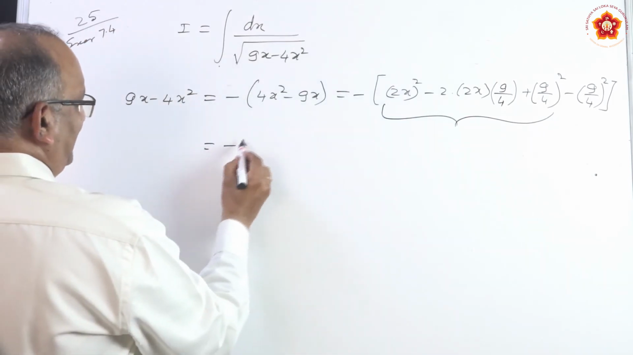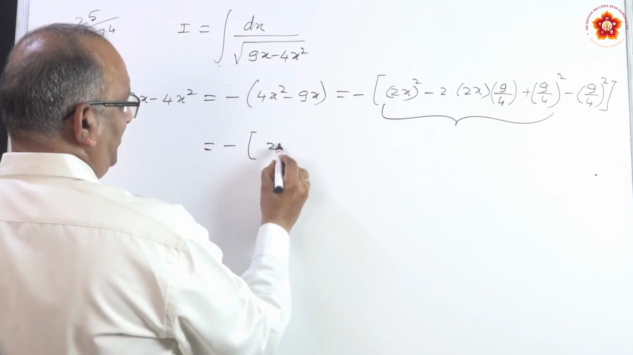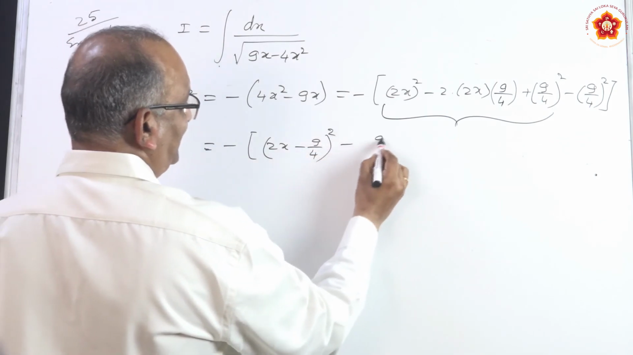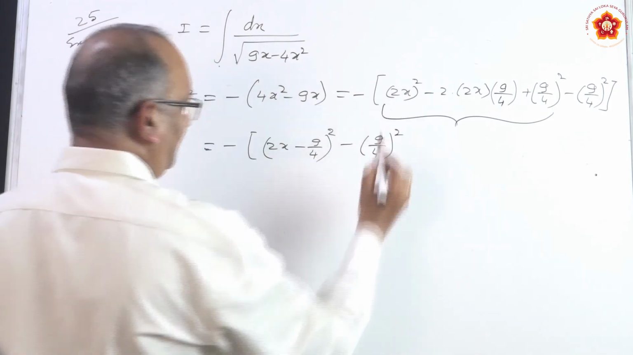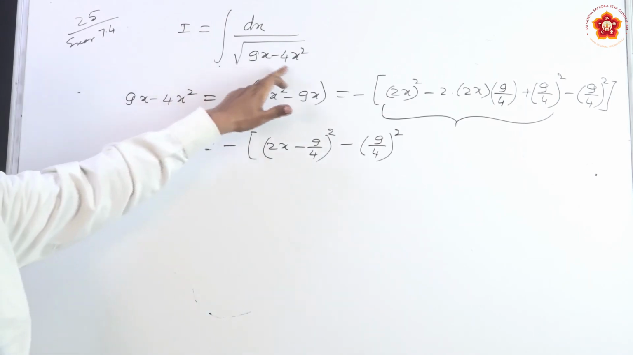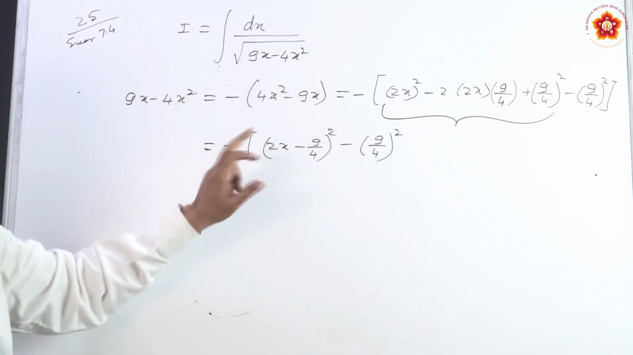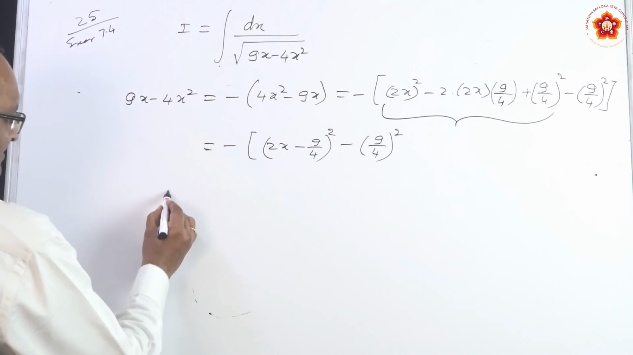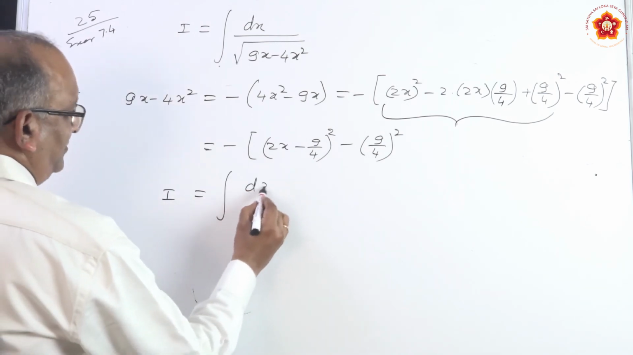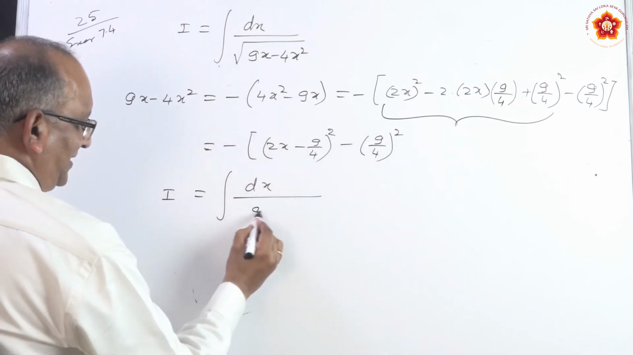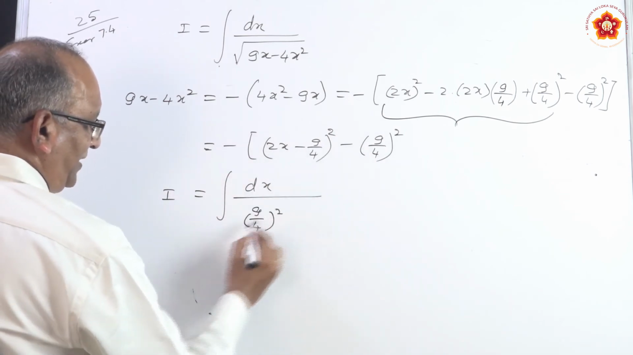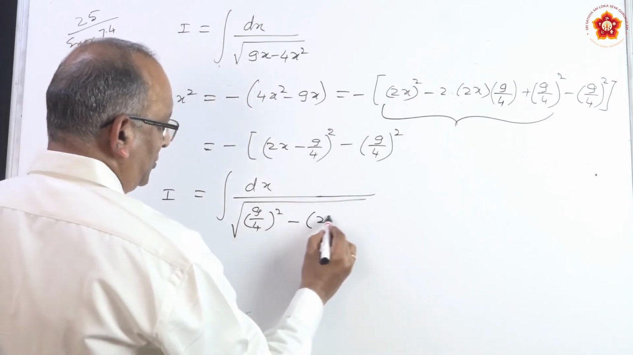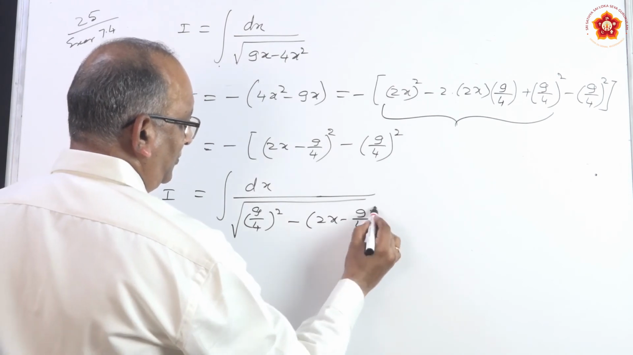So it can be written as minus outside, 2x minus 9 by 4 whole square minus 9 by 4 square. This is the simplification of 9x minus 4x square with minus sign. So, when you substitute, take this minus sign inside and I can be written as integral of dx upon, take this minus sign inside, it will become 9 by 4 whole square, remember there is square root, minus 2x minus 9 by 4 whole square.